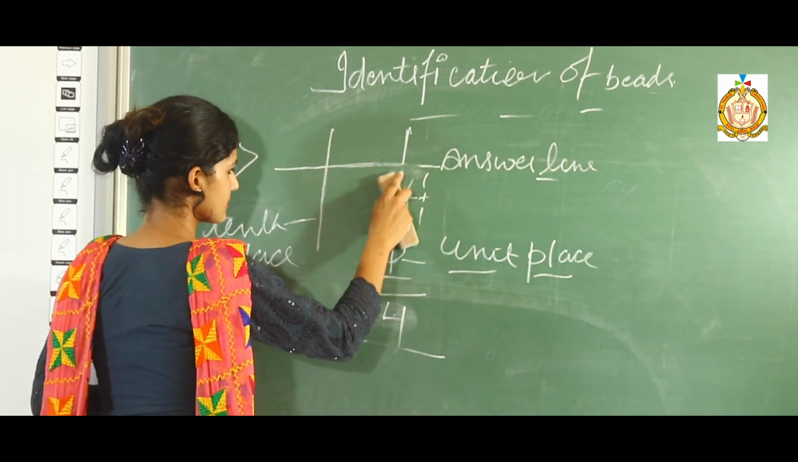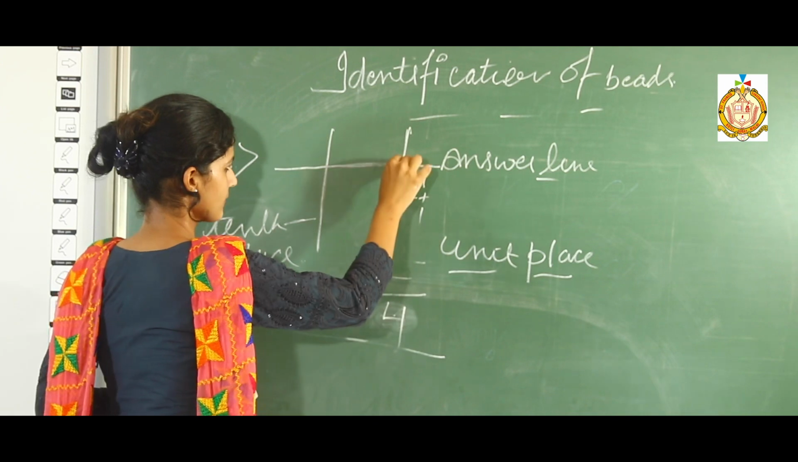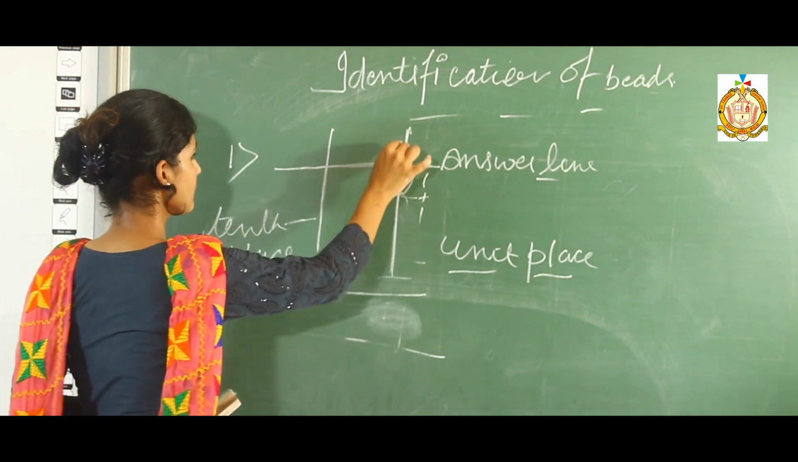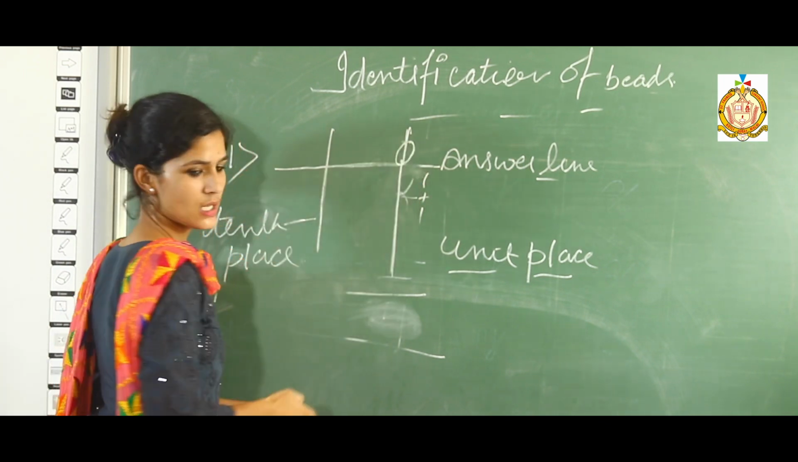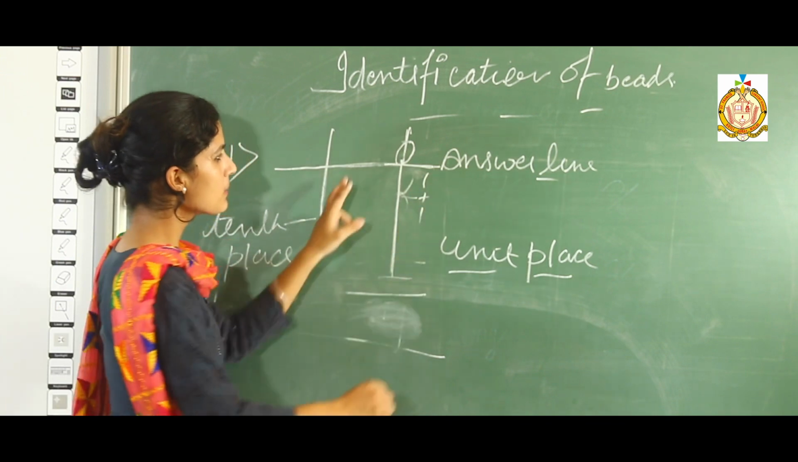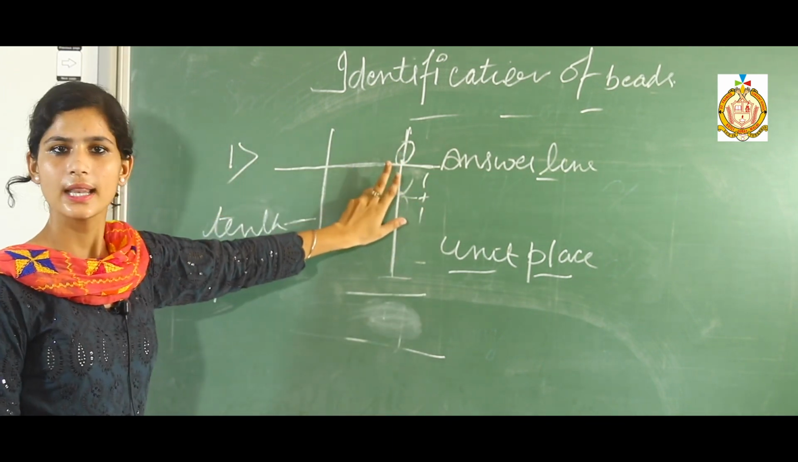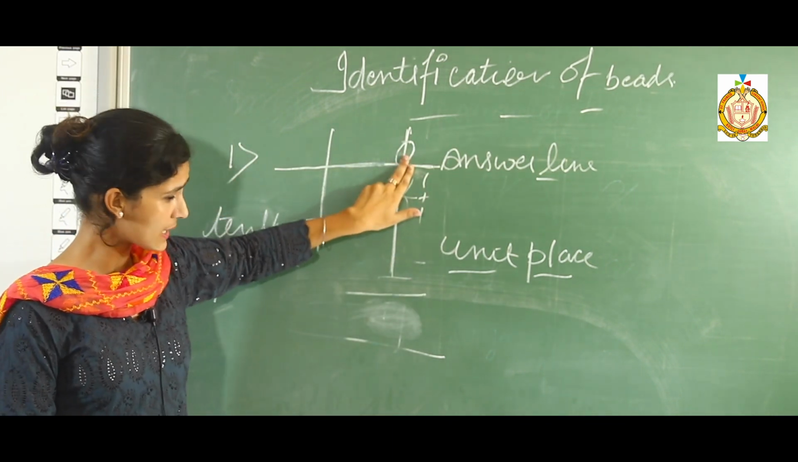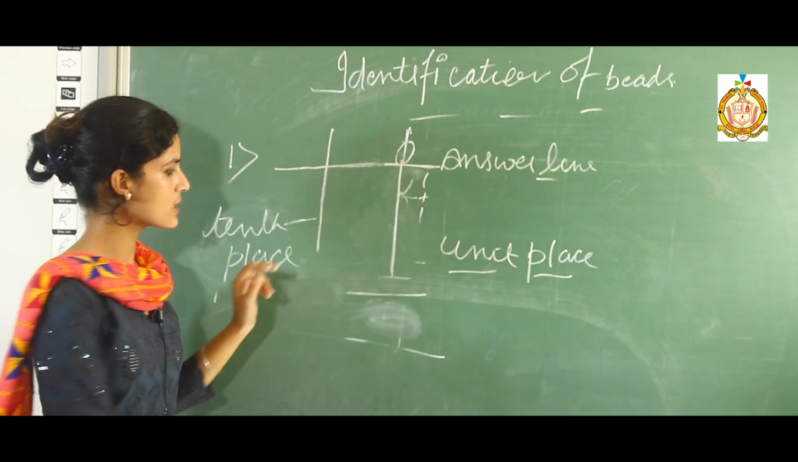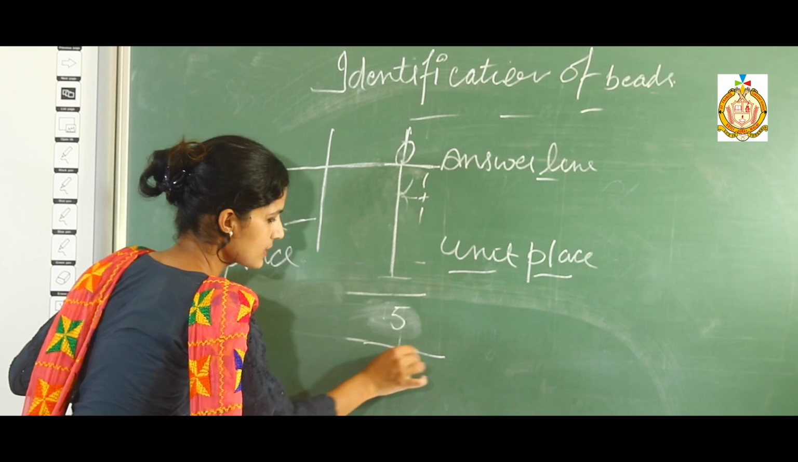So your next sum. This is the part related to the lower beads. If I am going to write like that. Now, this is your upper bead. The upper bead is touching the answer line. So this side indicates the unit place. So in the unit place, the upper bead value is 5. So write 5 here.